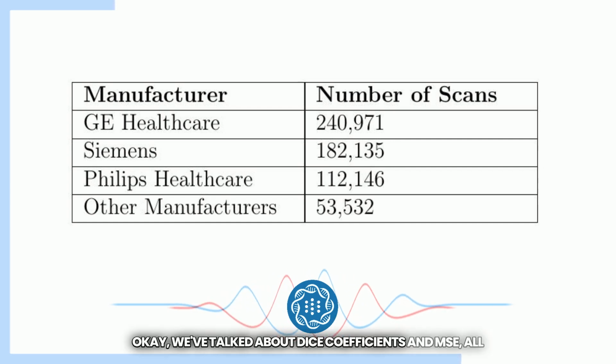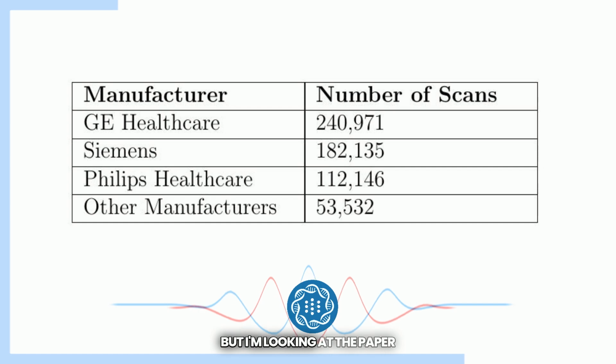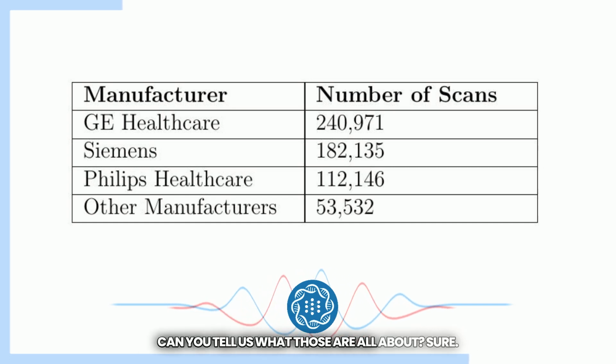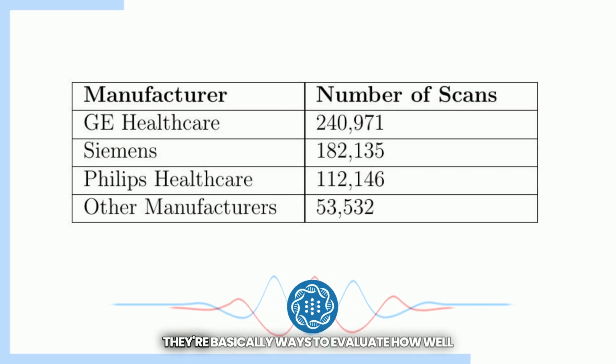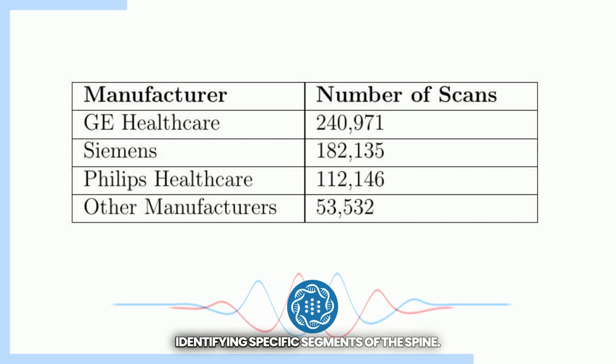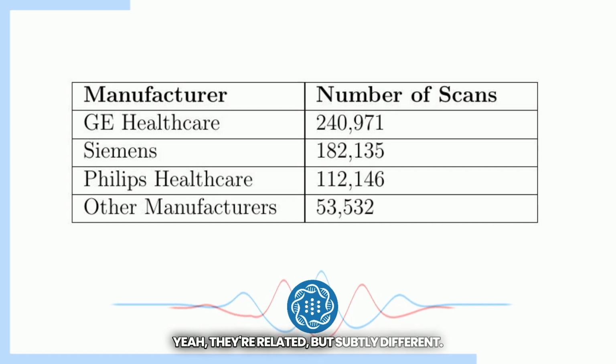Okay, we've talked about dice coefficients and MSE, all these fancy metrics showing how accurate the AI is. But I'm looking at the paper here, and there's this Table 6. It mentions something called precision and recall. Can you tell us what those are all about? Sure. Precision and recall are basically ways to evaluate how well the AI is doing at identifying specific segments of the spine. Okay, but what's the difference between the two? They kind of sound the same to me. Yeah, they're related, but subtly different.